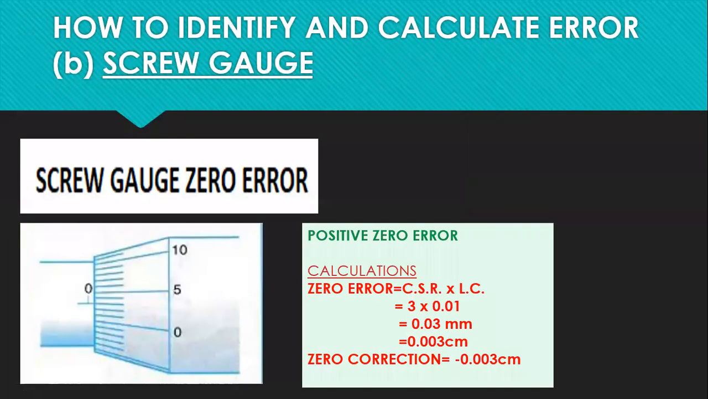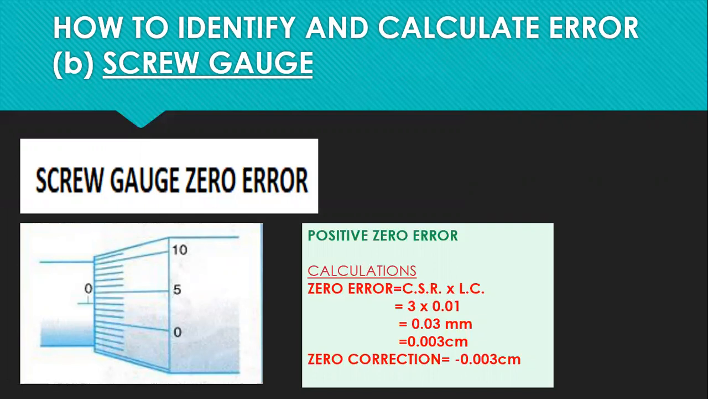However, in case of screw gauge, you can't apply that concept of number line. In case of screw gauge, if the zero of circular scale is below the index line, this is your index line. Index line is also called as the datum line. This index line, if the zero of circular scale, this is your circular scale, is below the index line, such an error is positive zero error.